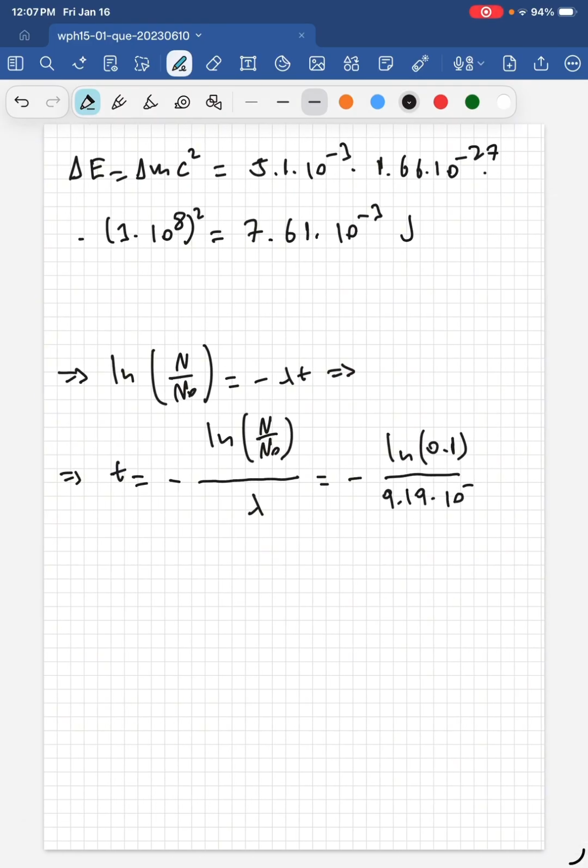9.19 times 10 to the negative 6 years to the minus 1 goes to the numerator and becomes just years, which I will write as y. Okay, so we have minus ln of 0.1, which is 2.3, over 9.19 times 10 to the negative 6. So we find 250,553,553.3 years.